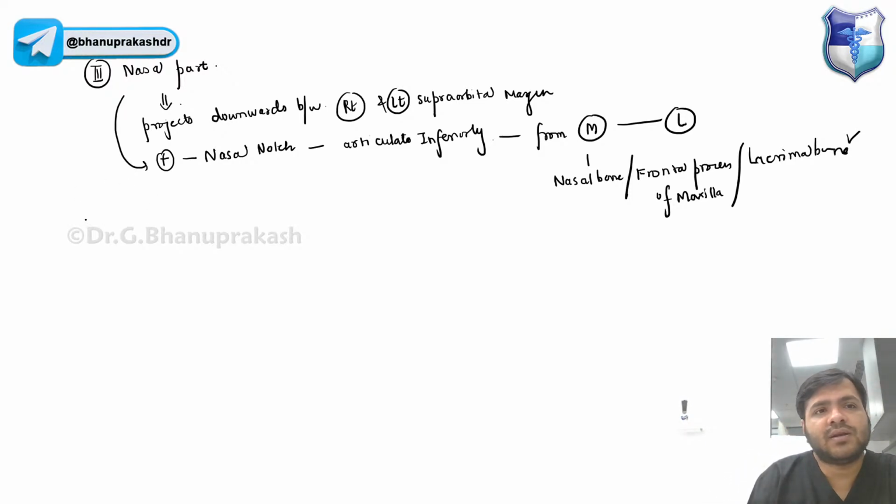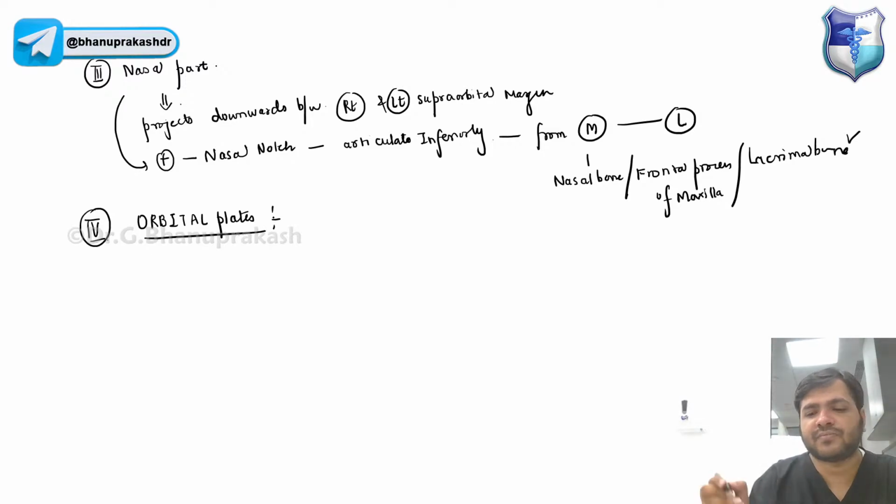Coming on to the fourth one over here that I will be focusing on, that is the orbital plates. The orbital parts, or I can simply say the orbital plates. Now it again has two surfaces. Okay, it is a curved plate.